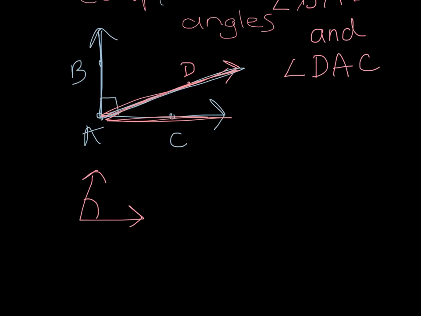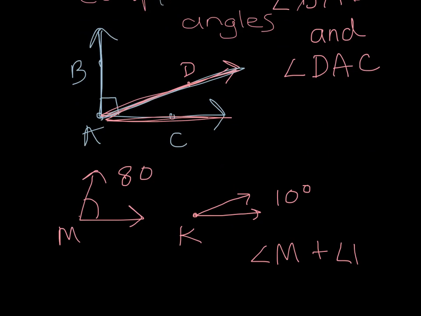However, this would also work if I just had two completely separate angles. Say this angle is 80 degrees and we'll call it angle M, and this angle here is 10 degrees and we'll call it K. So angle M plus angle K equals 90, so M and K are complementary.